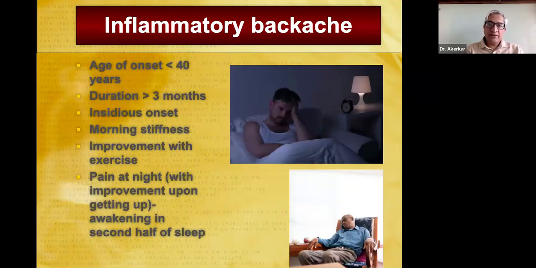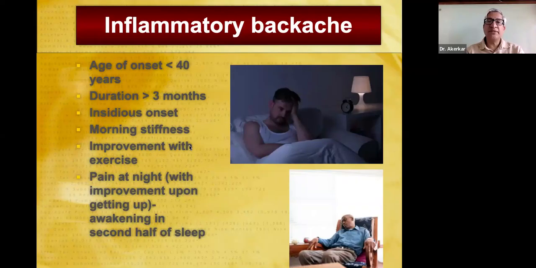Inflammatory backache, the backache of SpA, is generally the age of onset is less than 40 years, duration more than 3 months, insidious onset. It is associated with significant morning stiffness, 30 minutes to 1 hour. A person with mechanical backache generally does not have significant morning stiffness. If at all, it may not be there, or even if it is there, it can be there for 5 minutes, 10 minutes, not something in the range of 30 minutes, 1 hour.